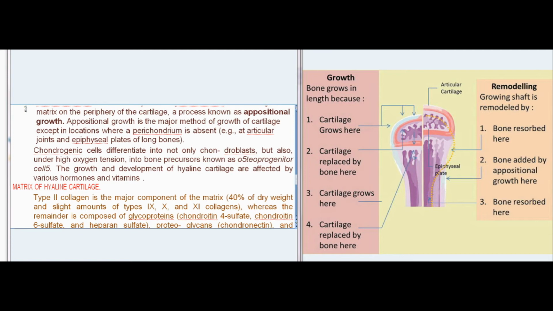Matrix of hyaline cartilage. Type 2 collagen is the major component of the matrix, 40% of dry weight, and slight amounts of types 9, 10, and 11 collagens, whereas the remainder is composed of glycoproteins, chondroitin 4 sulfate, chondroitin 6 sulfate, and heparan sulfate, proteoglycans, chondronectin, and extracellular fluid.